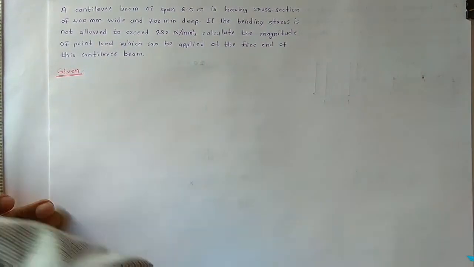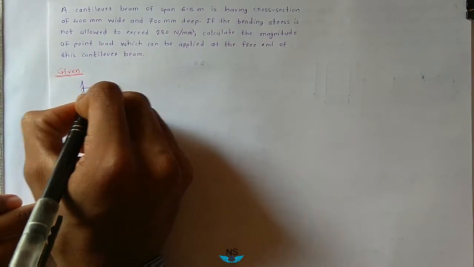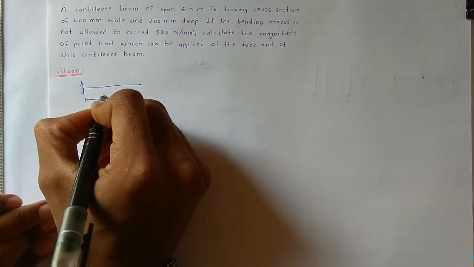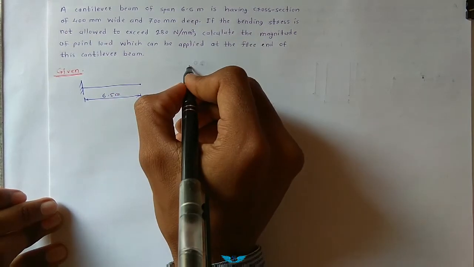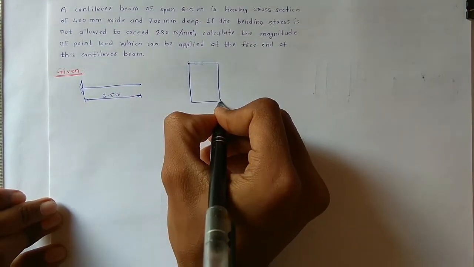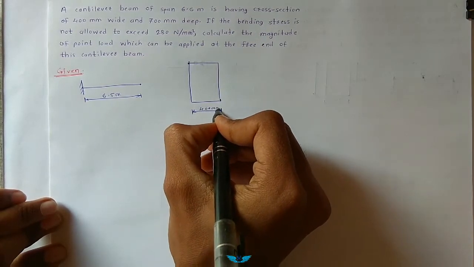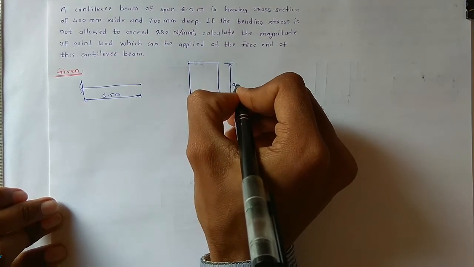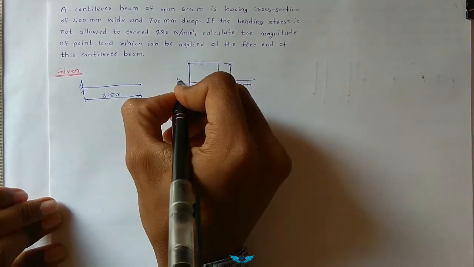Let us see first the given. Cantilever beam of span 6.5 meter is having rectangular cross section of 400 mm wide and 700 mm deep. This is the neutral axis.